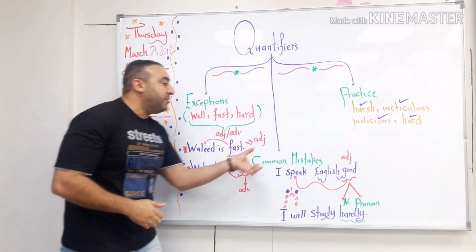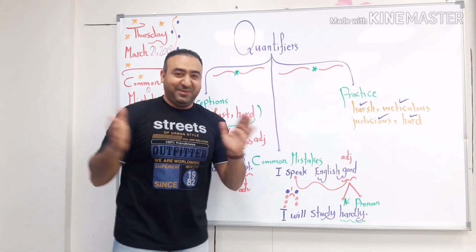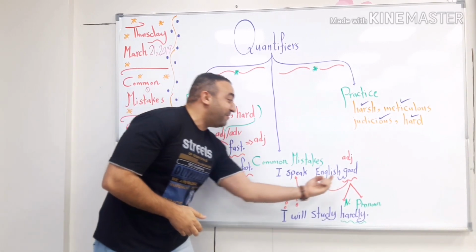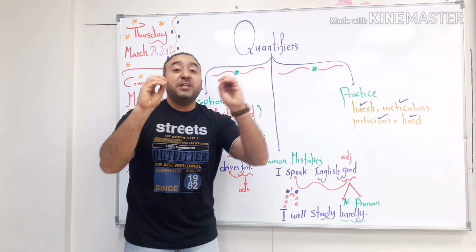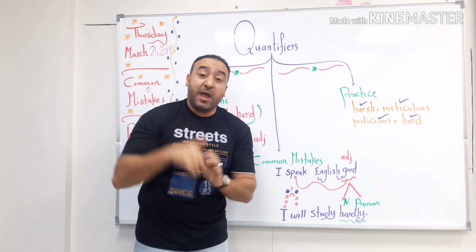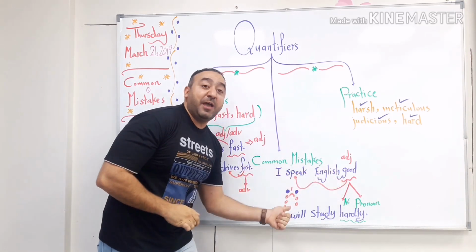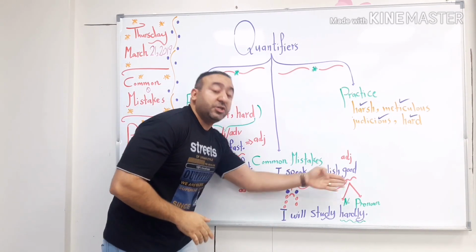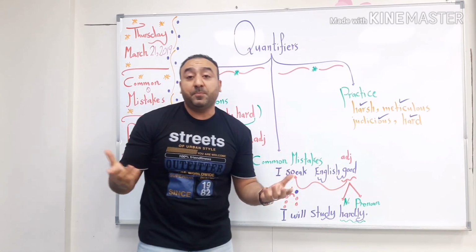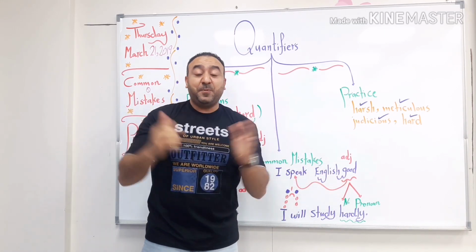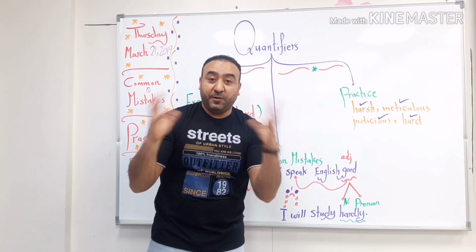Now we have some common mistakes. I speak English good. And this is a horrible mistake actually. Why? Because we have used an adjective to describe a verb. And I told you that we use adjectives in general to describe nouns or pronouns. We cannot use adjectives to describe verbs. I speak English good. This is wrong. So how can we fix this problem? Simply, you use an adverb. I speak English well. I speak English fluently. I speak English wonderfully, and so on.